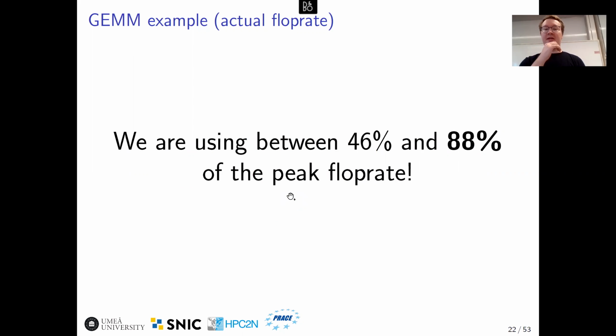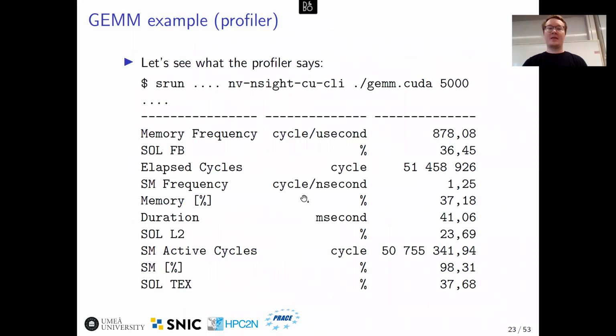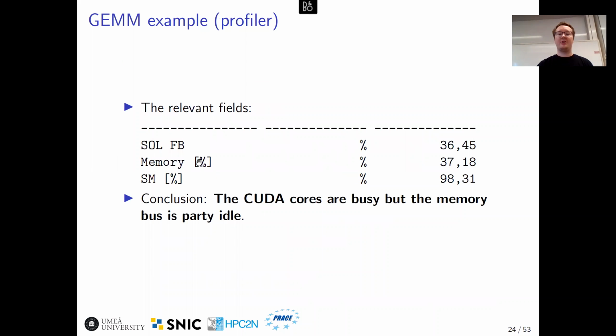So we are using somewhere between 46 and 88% of the peak flop rate when we are doing matrix multiplication. And again, we can look at the profiler. Again, it's going to print us a lot of lines, but we only care about these 3 here. And this time the memory system seems to be somewhat busy. It's not idle, but it's not even at the half occupancy rate. But the CUDA cores are clearly working at over 98%.